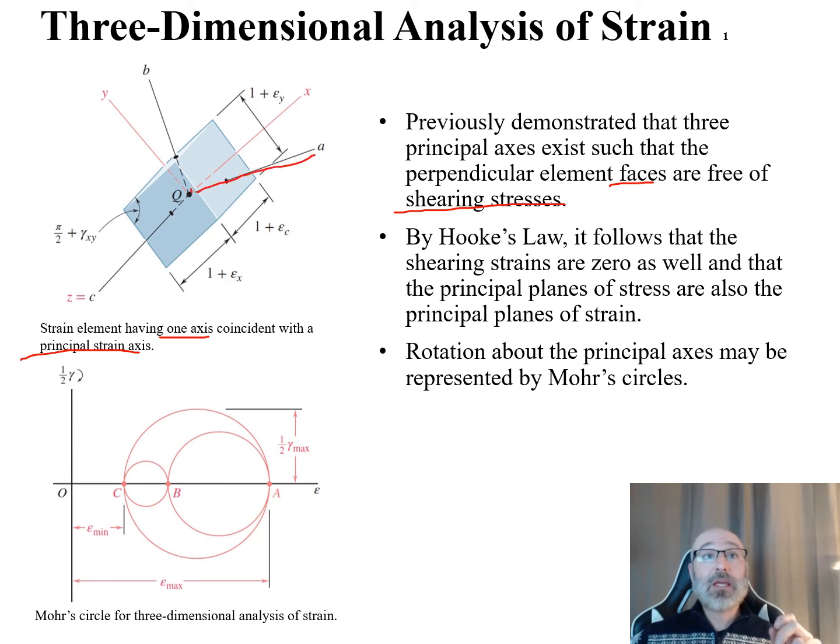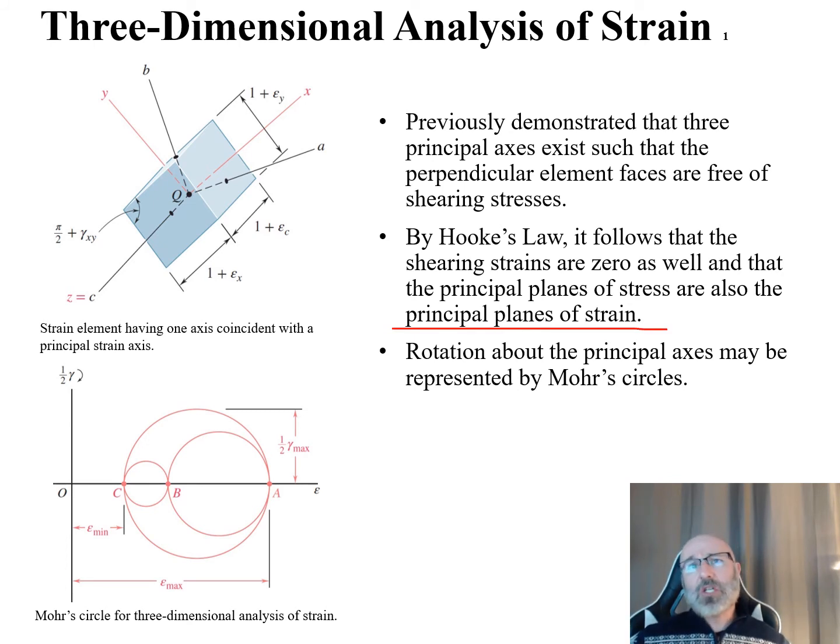Well, they were our A, B, and C. So we can still see we have Z is equal to C here. So we do have that one axis that's still coincident with that principal strain axis, where we can see now our A is now transformed up here to X and our B is over here at Y. So now referring back to Hooke's law, we can show that our shearing strains are zero as well, and also that the principal planes of stress are the principal planes of strain.